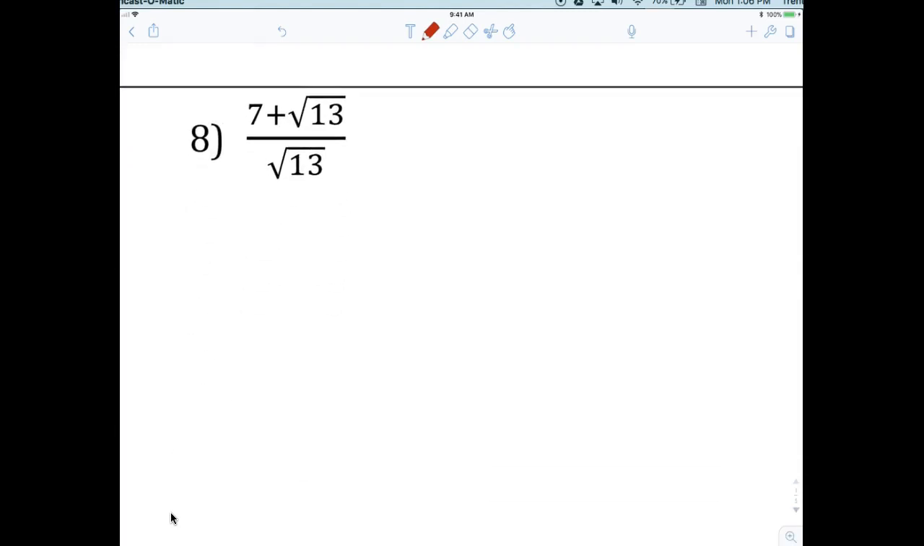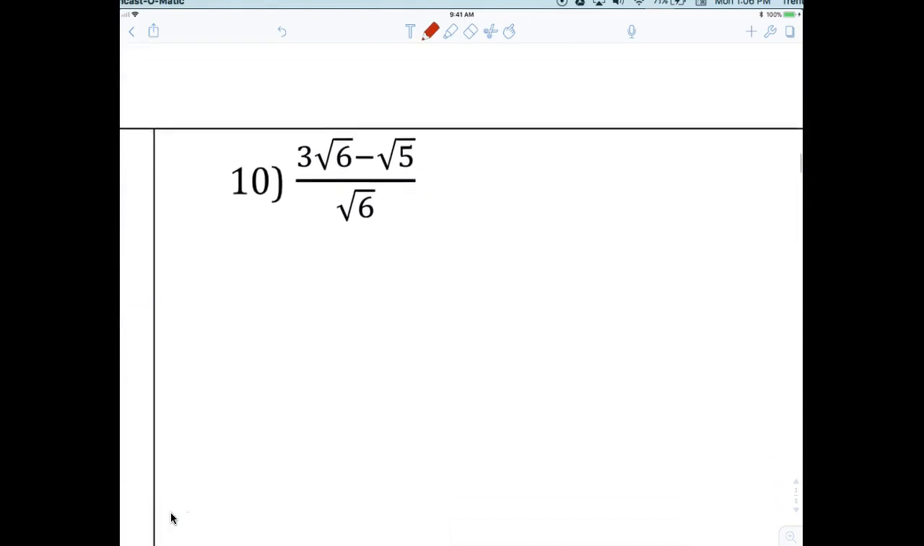Now all I have to do is multiply the top and bottom by radical 13. And when I do that, I end up with, there you have it, very easy: 7 radical 13 plus 13 all over 13. Let's take a look now at question 10.